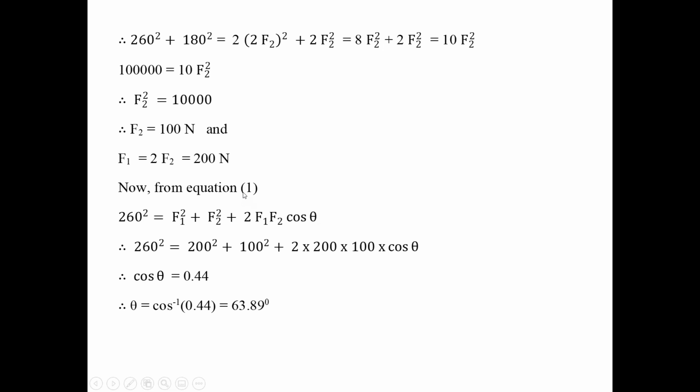So take equation 1. In equation 1, 260 square is equal to F1 square plus F2 square plus 2F1 F2 cos theta. We now know the values F1 200, F2 100. Substitute these values in the right hand side. So 260 square is equal to 200 square plus 100 square plus 2 into 200 into 100 into cos theta. Simplify this equation. Cos theta is equal to 0.44. So theta is equal to cos inverse 0.44. That theta comes to 63.89 degrees.